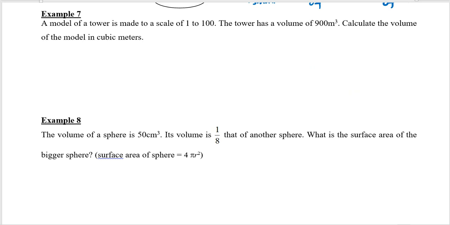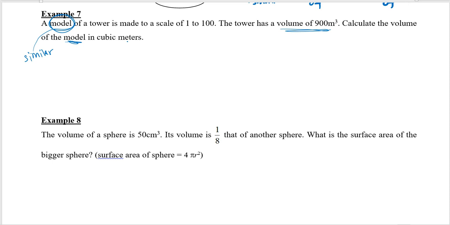Now let us look at example 7. In example 7, it says that we have a model of a tower and the scale is 1:100. When we say model, it is a replica of the actual tower. So already it means that the model and the actual tower are similar solids. It continues to say that the tower has a volume of 900 meters cubed, and later they want you to find the volume of the model in cubic meters.